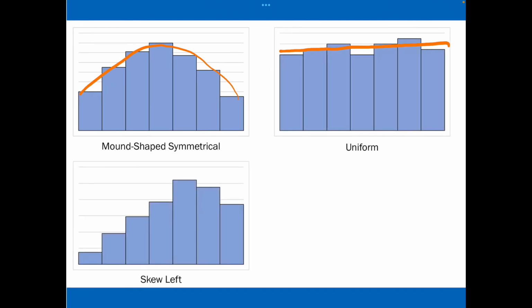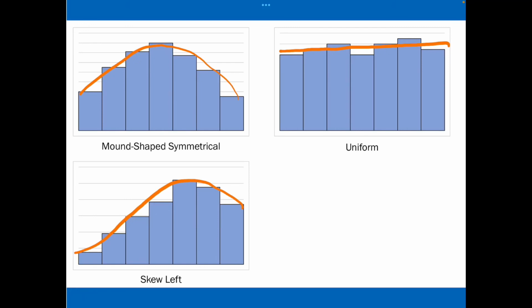Next, we have what's called a skew left graph, and these get confusing because there's also a skew right. And if you just look at this picture, it kind of looks right because notice the data is kind of clumped on the right-hand side. But this is actually skew left, and we'll talk a little bit about why that is, and it might make more sense after we talk a little bit about averages.